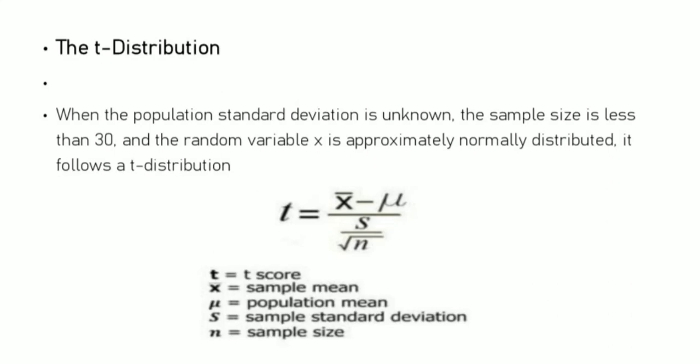Next, we are going to discuss what the t distribution is. The t distribution is used when the population standard deviation is unknown and the sample size is less than 30. When the sample size is less than 30, the random variable x is approximately normally distributed and follows the t distribution. t is equal to x bar minus mu divided by s over root n, where t is the t score, x bar is the sample mean, mu is the population mean, s is the sample standard deviation, and n is the sample size.